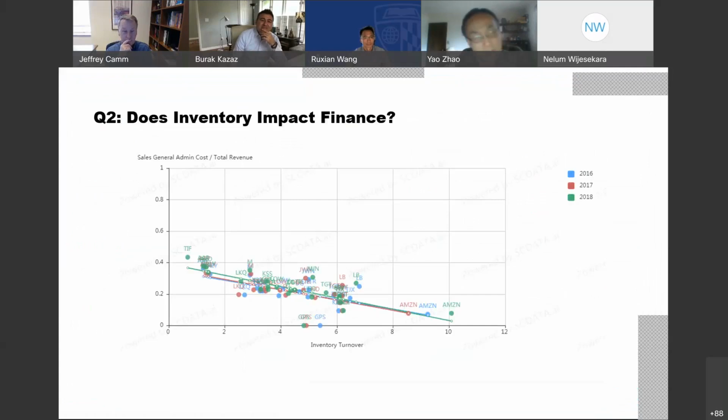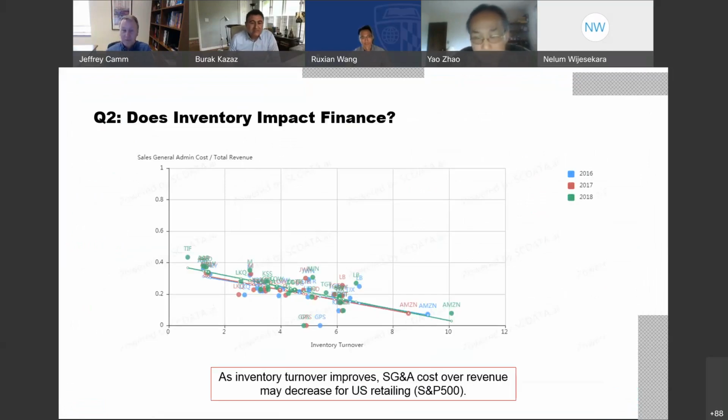Now let's answer the second question. Does inventory impact finance? This actually is a very interesting question. There has been a literature on this, but you have to keep track of the most recent data to see what's happening recently. So let's give an example of U.S. retailing, specifically the S&P 500 companies.